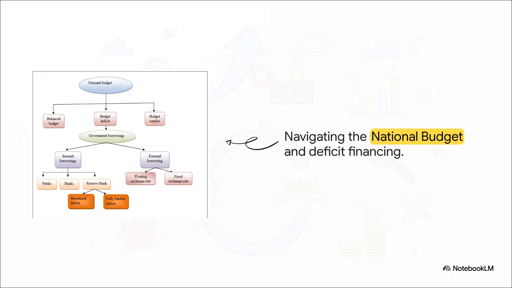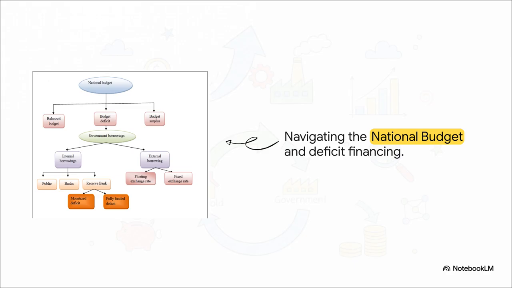Now, what's really interesting here is what happens when a government plans to spend more than it earns. That creates a budget deficit. Follow the pathway right down the middle here. To fund that deficit, the government has to borrow. It can borrow externally, which gets impacted by exchange rates, or it can borrow internally.